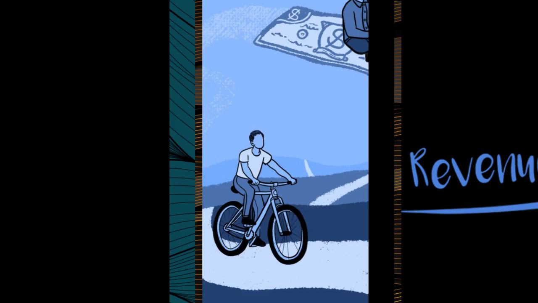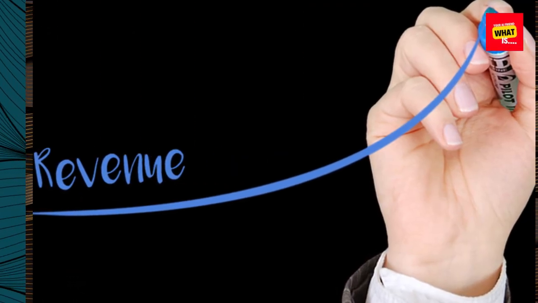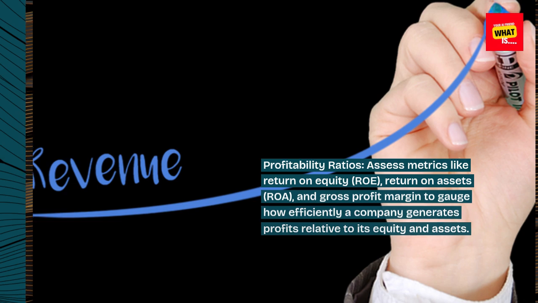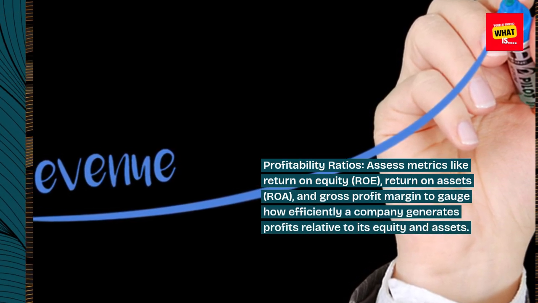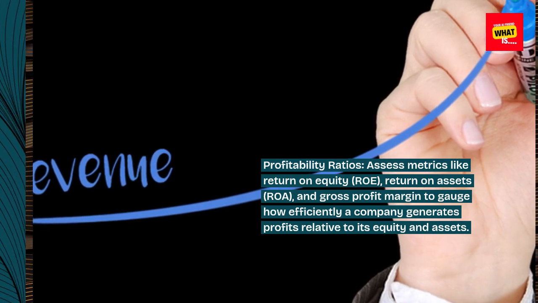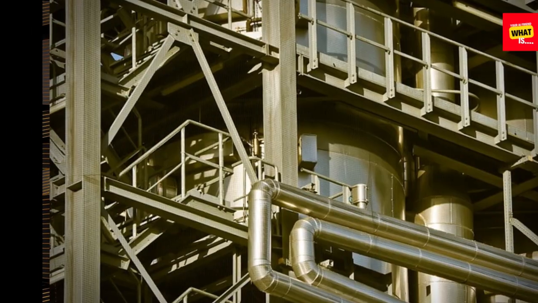Evaluate financial ratios. Profitability ratios. Assess metrics like return on equity, ROE, return on assets, ROA, and gross profit margin to gauge how efficiently a company generates profits relative to its equity and assets.